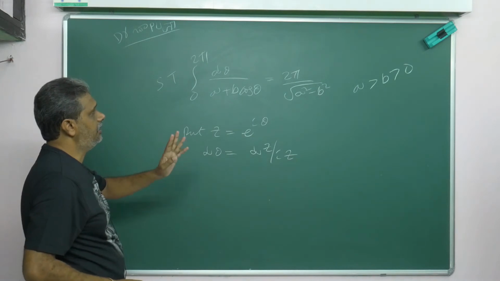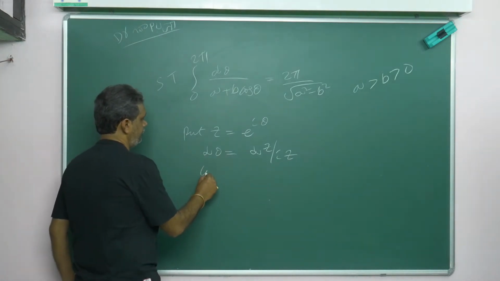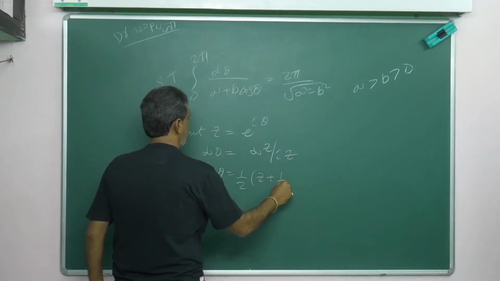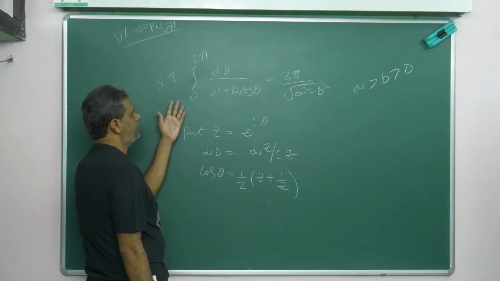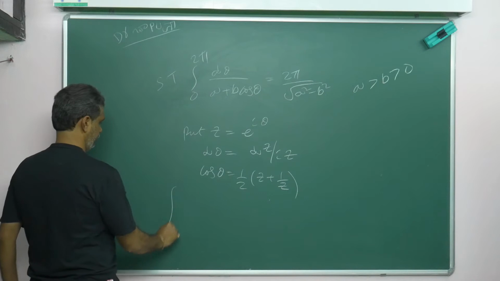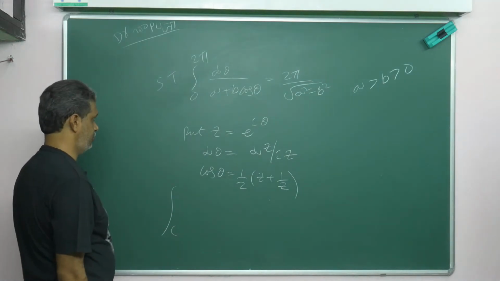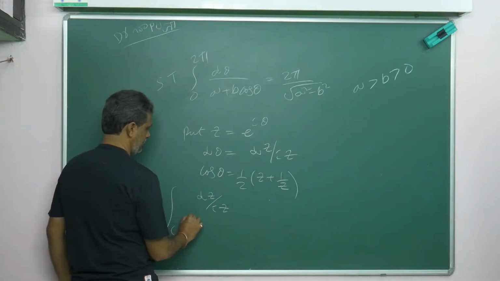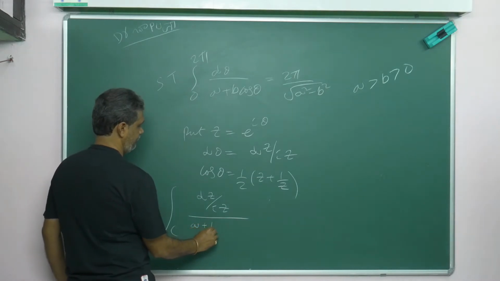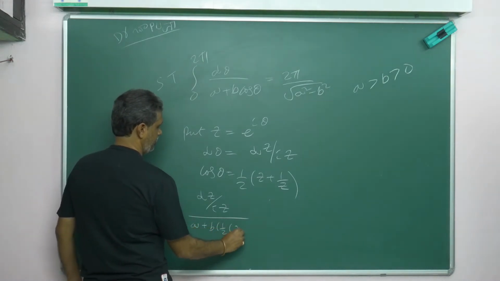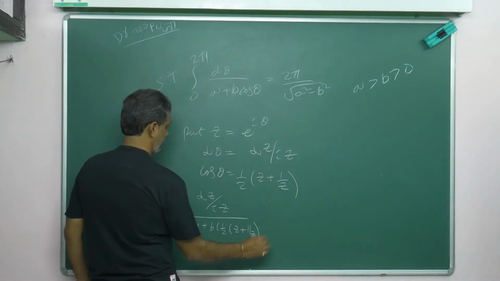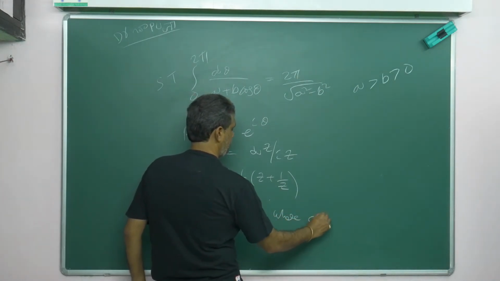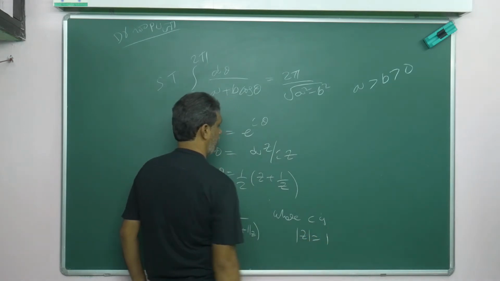What is the cos theta? Already I told you, cos theta means what you will get from this: 1 by 2 z plus 1 by z. So if I go back and substitute it here, my whole integration becomes integral over c. What is c here? Modulus z is equal to 1. D theta is equal to what? dz by z divided by a plus b into 1 by 2 z plus 1 by z. Everything is right, you can write. Better always you announce where c is, modulus z is equal to 1.